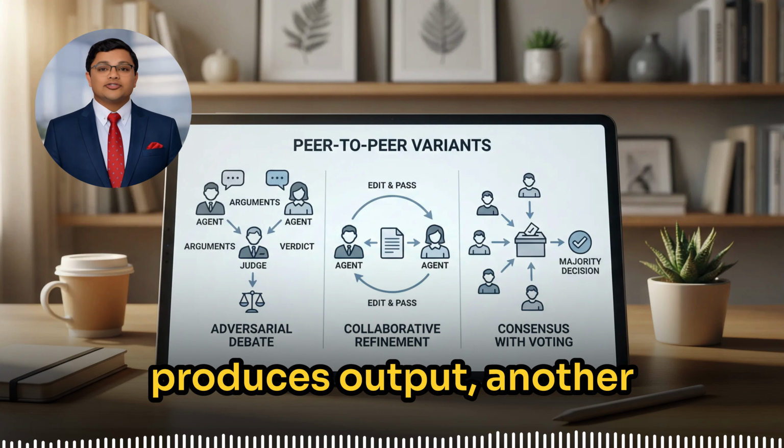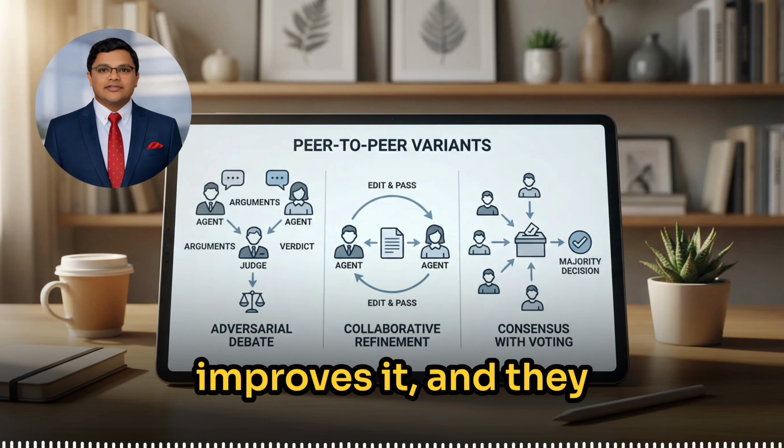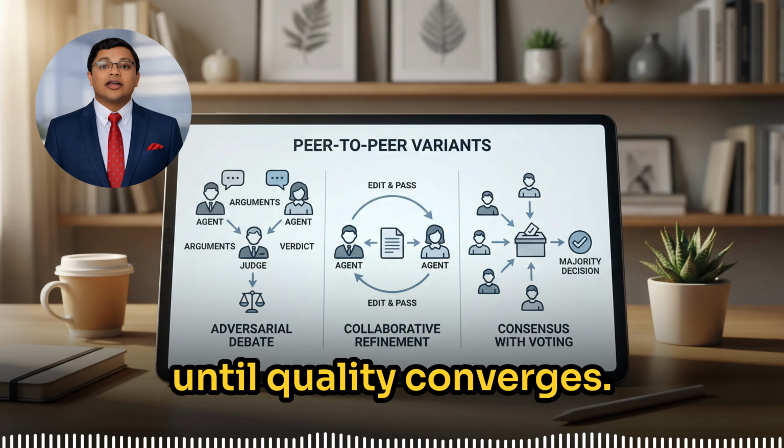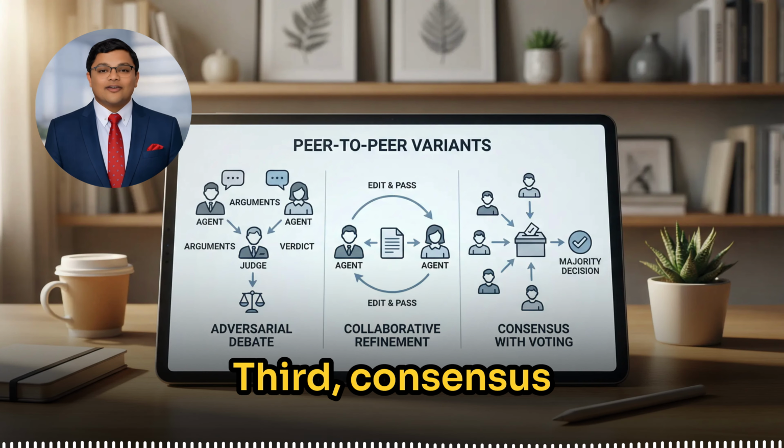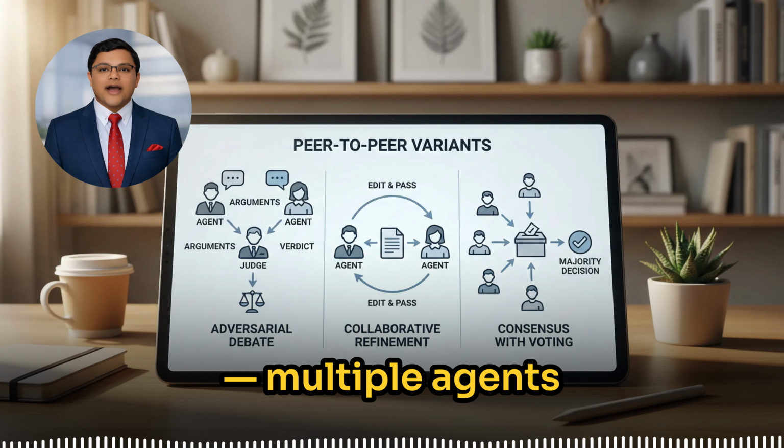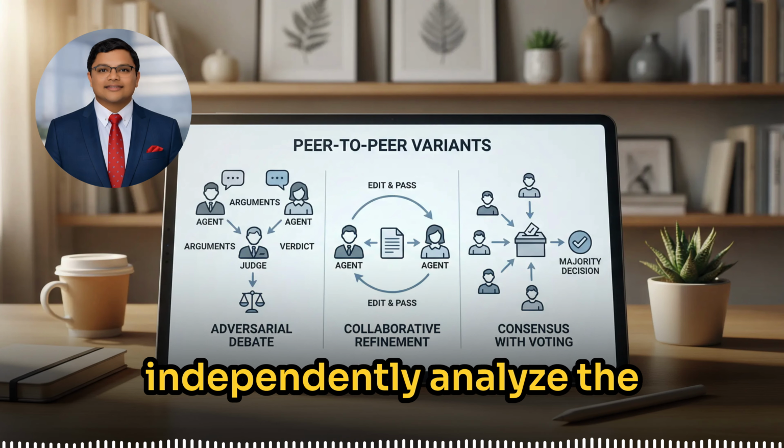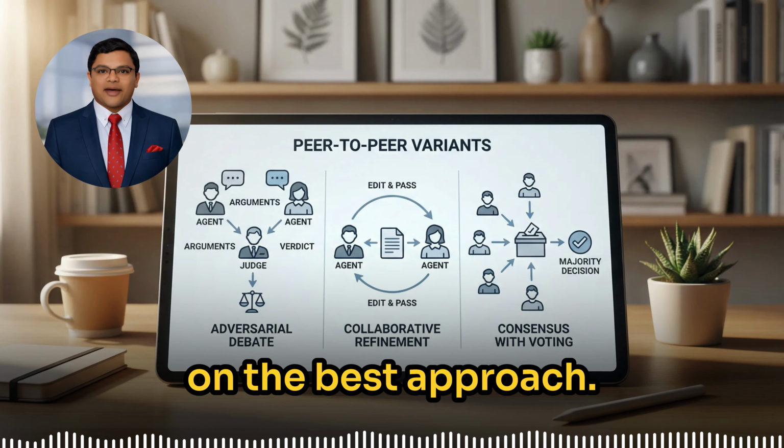Second, collaborative refinement. One agent produces output, another improves it, and they iterate back and forth until quality converges. Third, consensus. Multiple agents independently analyze the same problem and vote on the best approach.